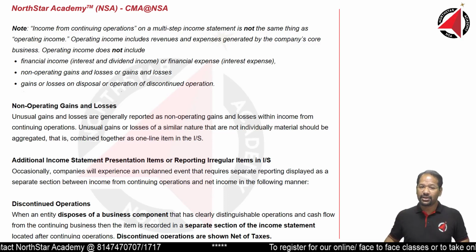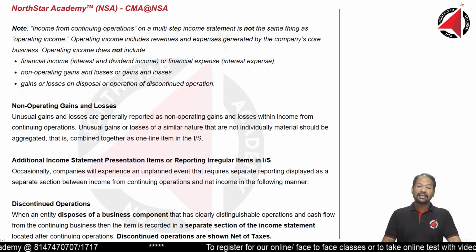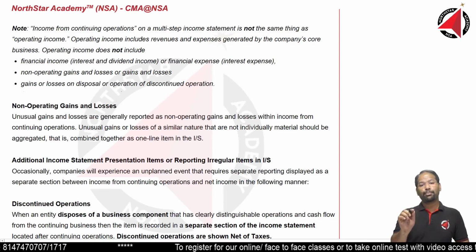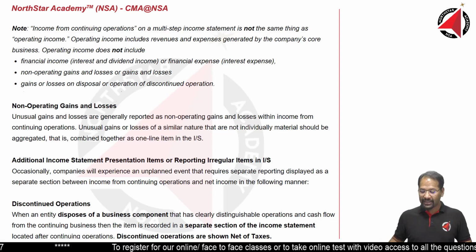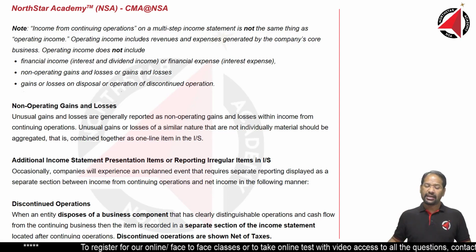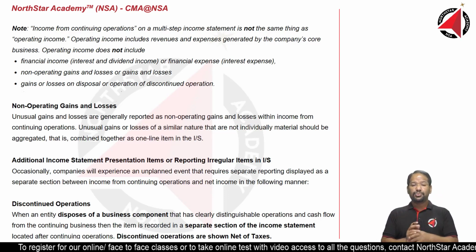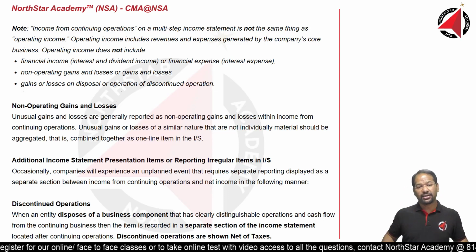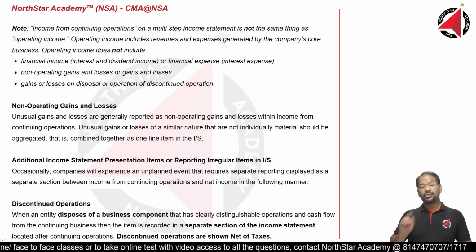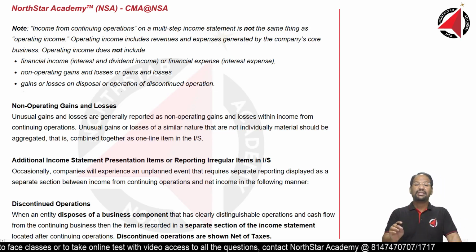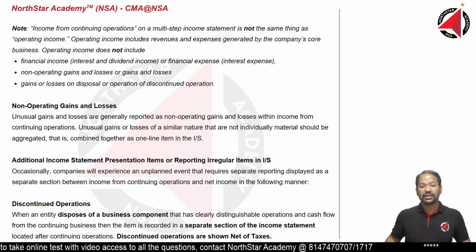Important, like I mentioned, wherever I see students getting confused, I try to explain that through an important note. Income from continuing operation on a multi-step income statement is not the same as operating income. Remember, a lot of students get confused between operating income and income from continuing operation when it is asked in the question. It is important that you know that these terms, though they may sound very similar, are not the same at all. What is the difference between the two?